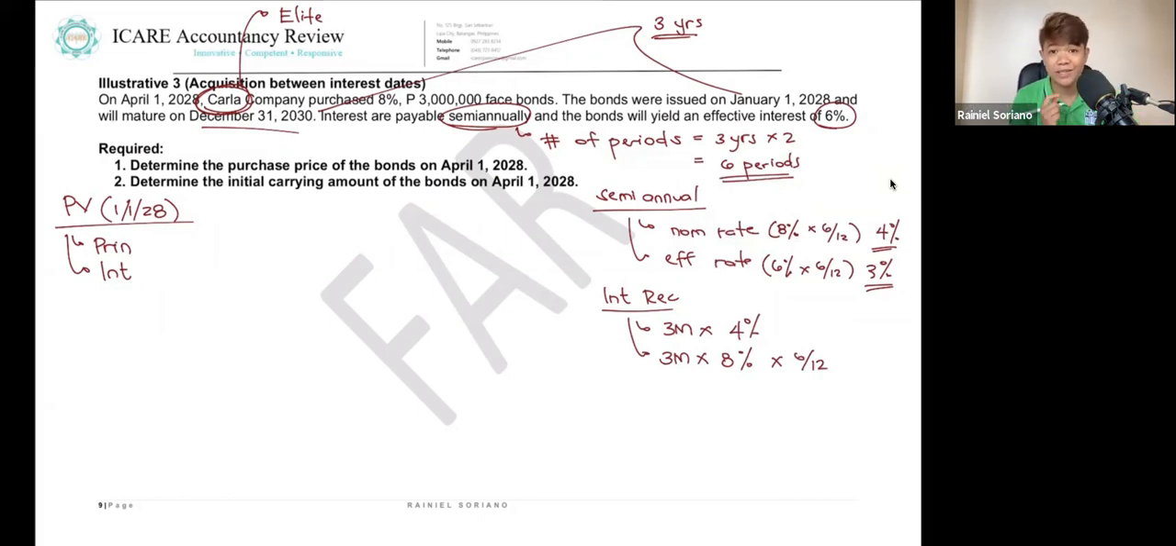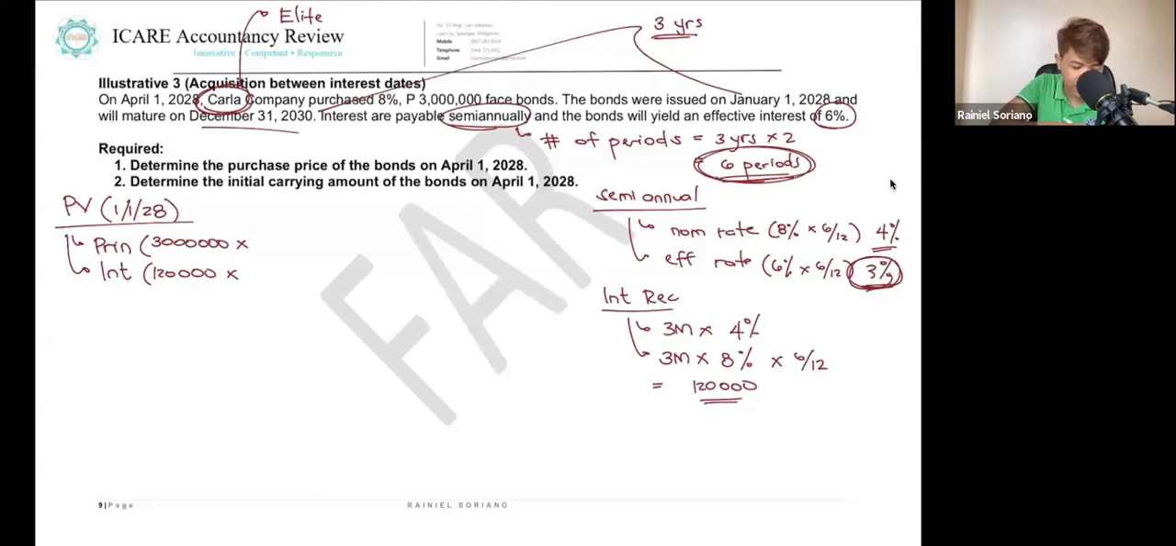Pag nag 4% ka na, once again, wag ka na mag 6 over 12. Okay? So magkano ang ating interest received? 3 million times 4%. This is actually equal to 120,000. Okay? So principal is equal to 3 million pesos while interest is equal to 120,000 pesos. Now, please compute the present value factors again, starting with present value of 1 using 3%, not 6%. Using 3% for 6 periods.